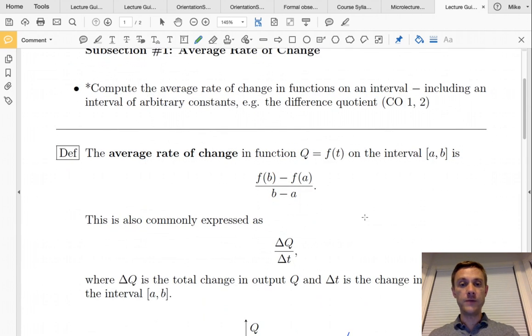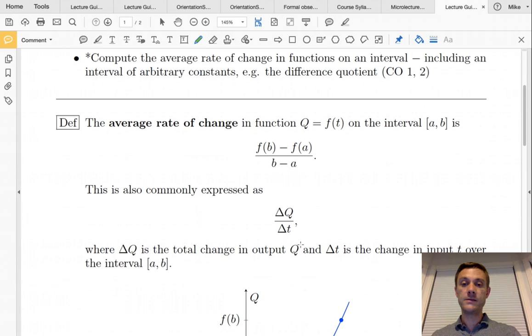So here's our definition. Average rate of change algebraically looks like this: take some function. If we have an interval that we're operating on, where A is the starting point and B is the ending point, the average rate of change looks like the function evaluated at the end minus the function evaluated at the beginning, divided by the difference in the inputs. So basically the length of the interval, B minus A, and then the difference in these outputs on top.